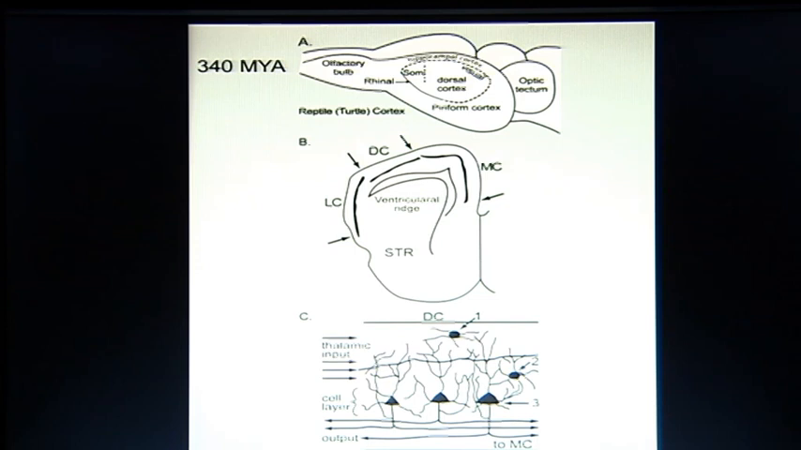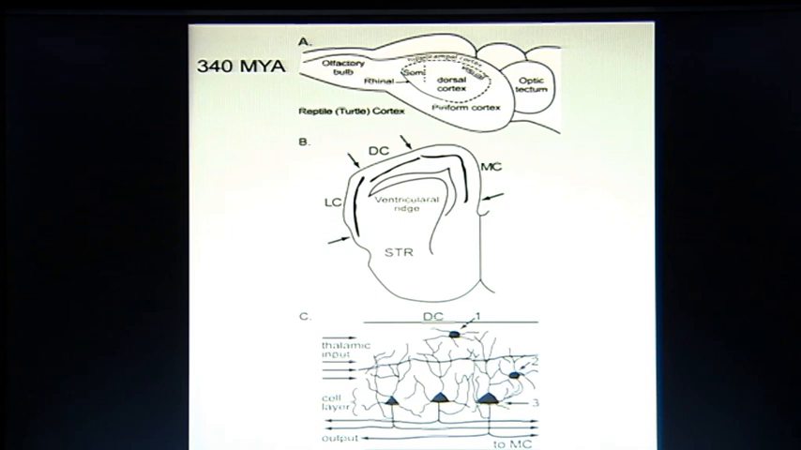But the other way is to do comparative studies. And you'll hear from Zoltan Molnar a lot about comparative studies of dorsal cortex in reptiles and birds, and neocortex in mammals, because those are considered homologous parts, by Owen's definition, the same part in different lines of, he wouldn't use the word evolution, of creation.